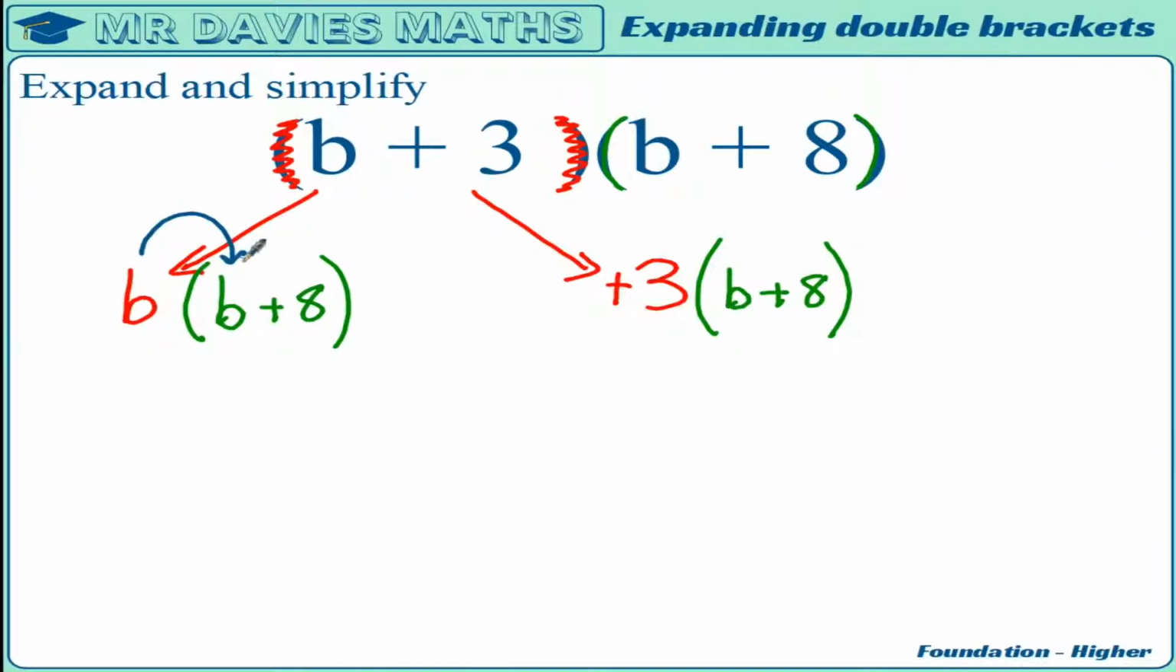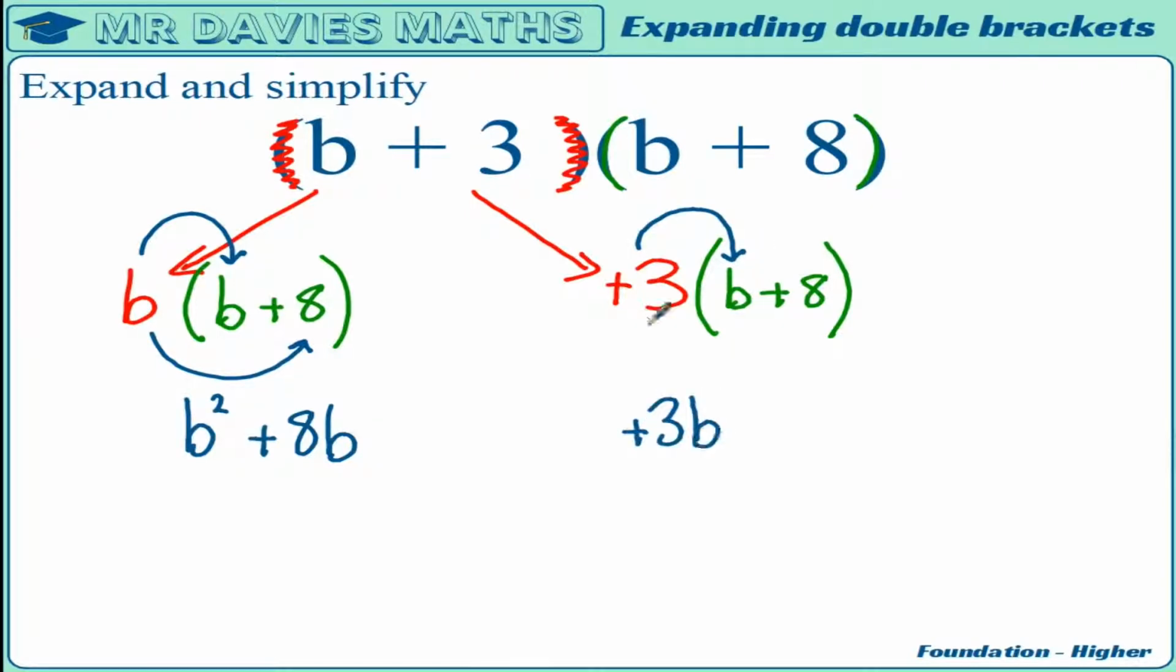B times by B is B squared, and B times by plus 8 is positive 8B. There's the first one done. I've got plus 3 times by B, which is positive 3B, and plus 3 times by plus 8, which is positive 24. Right, again, we've done the expand part now. All we need to do is simplify and collect what we can.